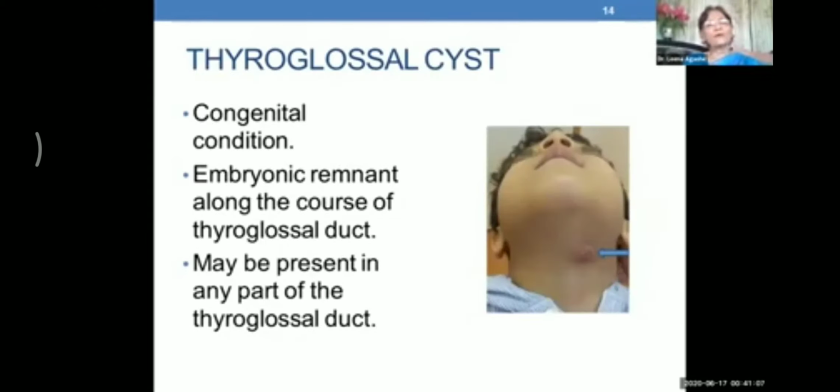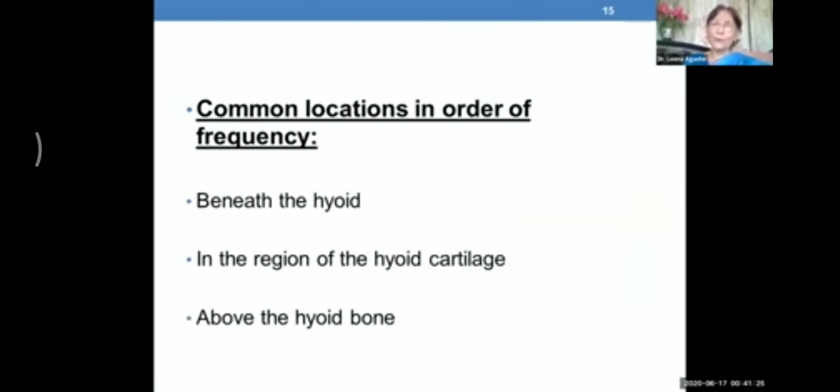Then thyroglossal cyst is again one of the very important congenital lesions. This is a congenital condition definitely, an embryonic remnant along the course of the thyroglossal duct. It may be present in any part of the thyroglossal duct. And the important point as far as thyroglossal cyst is concerned, when it gets infected, that can be mistaken as an abscess, and sometimes that can be incised in an attempt to drain the abscess, which leaves behind a thyroglossal fistula.